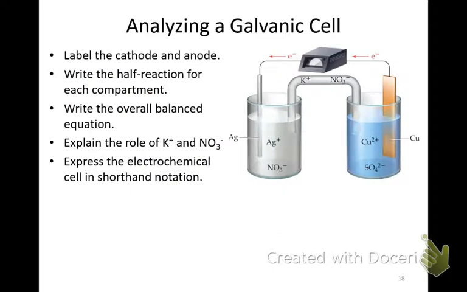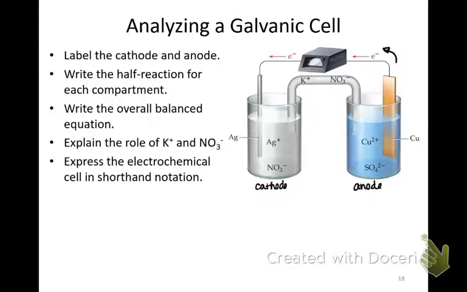All right, so here's an example of a galvanic cell, a picture of one. Let's look at it together. In this cell, our first task is to label the cathode and the anode. We said that the anode is where electrons are produced, because the anode is losing electrons. If we look at our flow of charges here, we see that electrons are coming away from the copper electrode and going toward the silver electrode. So that means that the copper electrode is the anode and the silver electrode is the cathode.